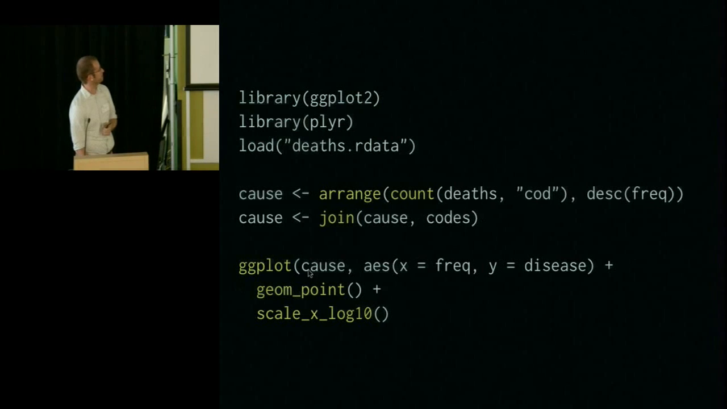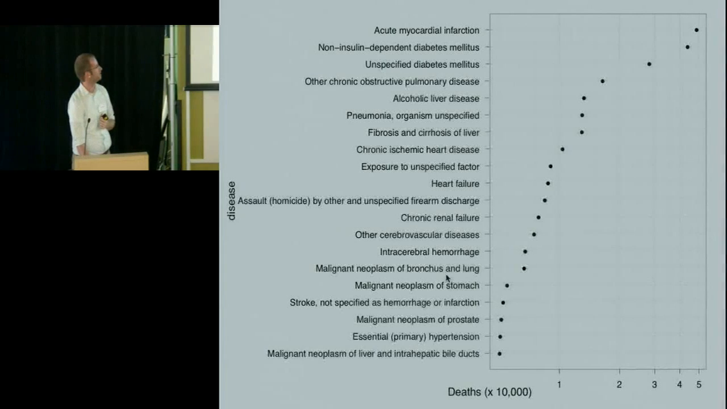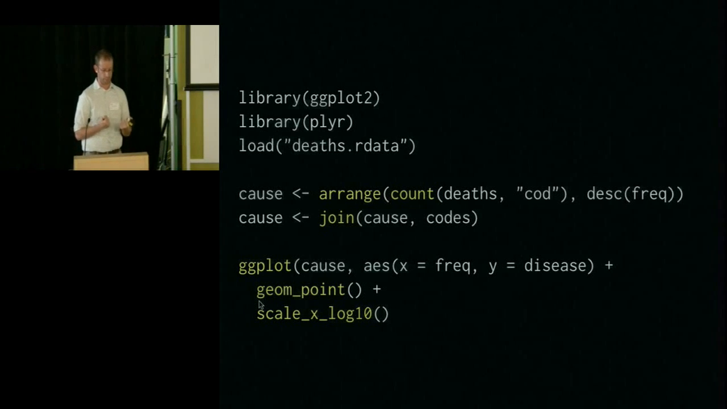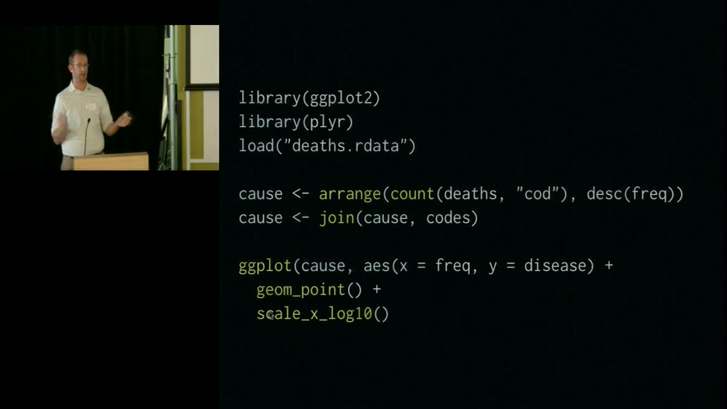So the idea with ggplot, I'm setting up the relationship between stuff in my data and what I want to see. So I'm going to use the cause data set, which I just created. On the x-axis, I'm putting the frequency. On the y-axis, the disease. I'm going to display the data with a point, so each observation will be represented by a point. And then I'm going to modify the x-axis scale. So instead of a linear scale, I'm going to have a log 10 scale.